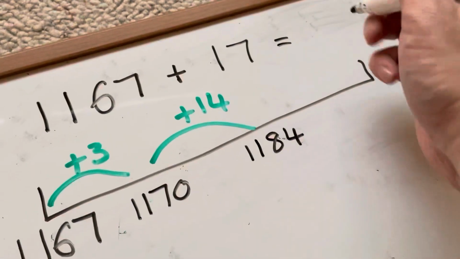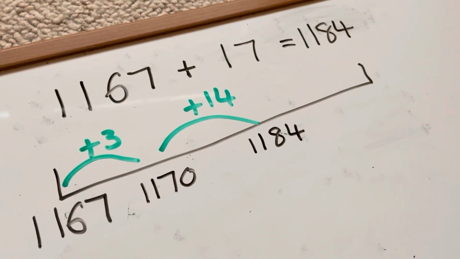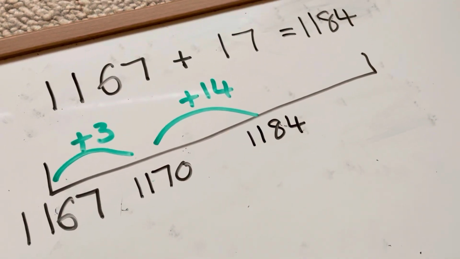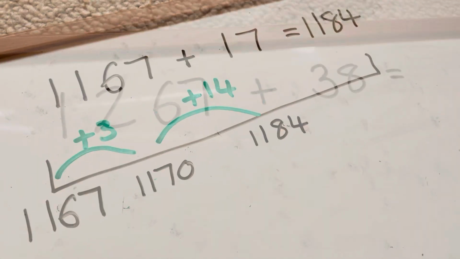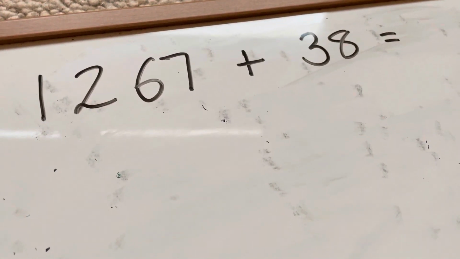That's absolutely fine. 1,184. Did you do it the same way, or did you chunk up your 14? If you did, that's absolutely fine. 1,184. The final way to show this is by writing the numbers themselves.